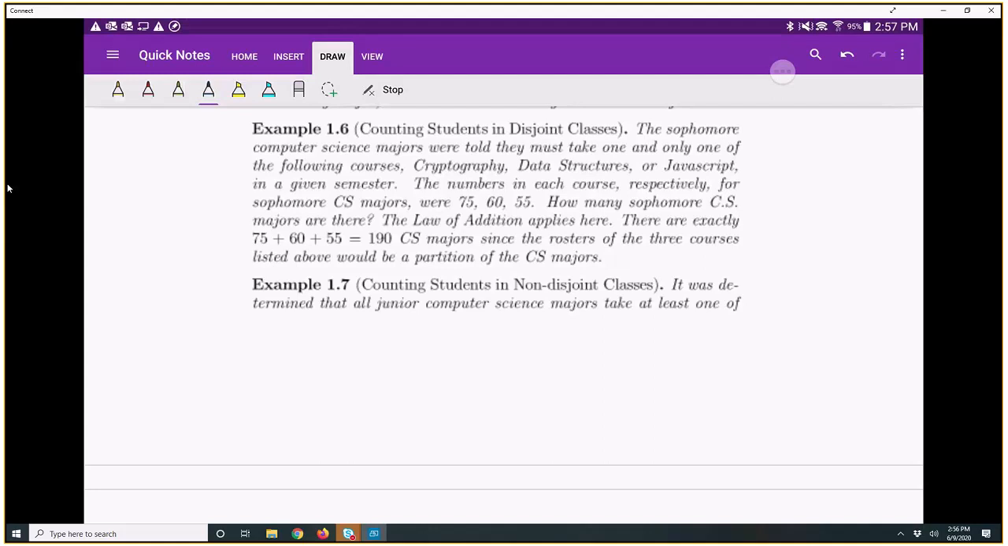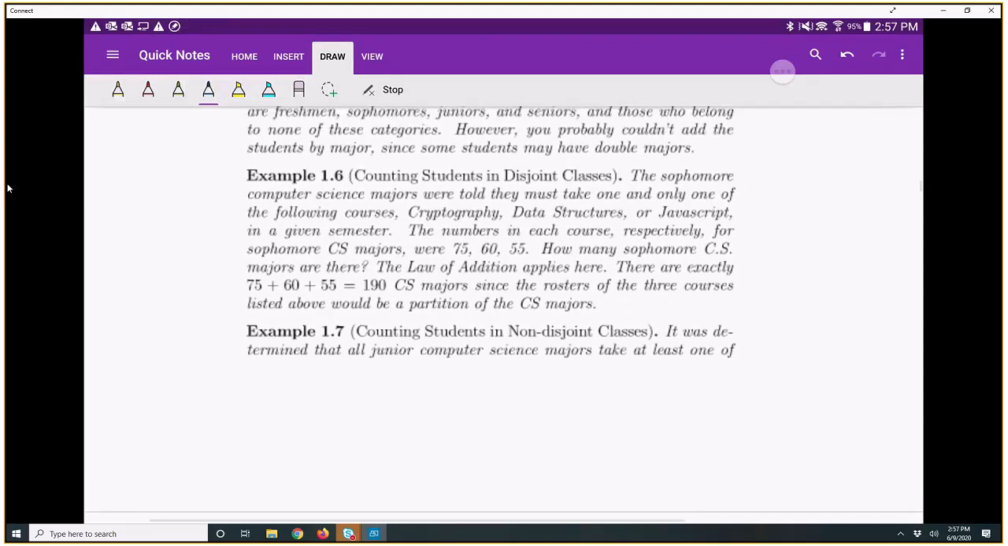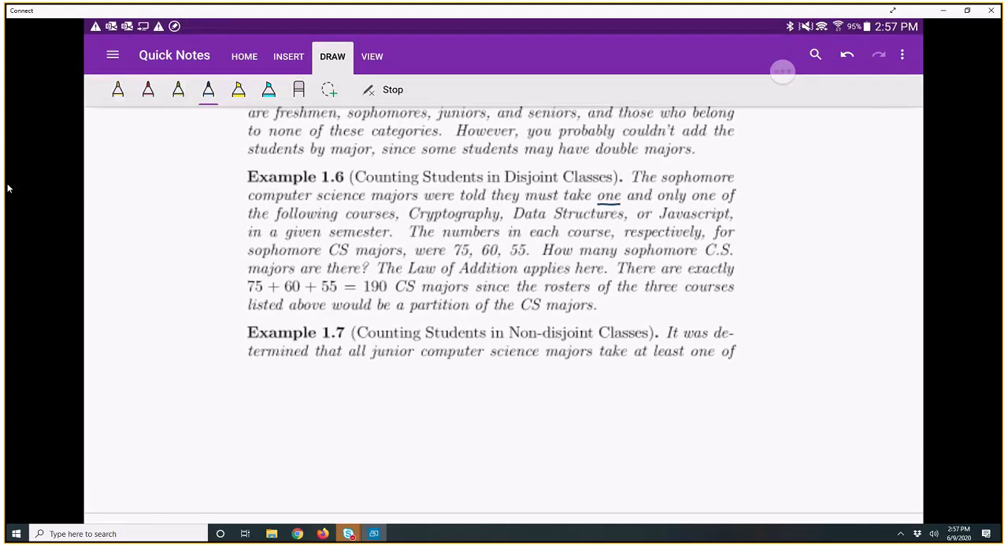Well, in this case, because we clearly have disjoint sets, meaning the students are taking one and only one of the courses, the law of addition can be applied. So there must be exactly 75 plus 60 plus 55, which is 190 computer science majors.